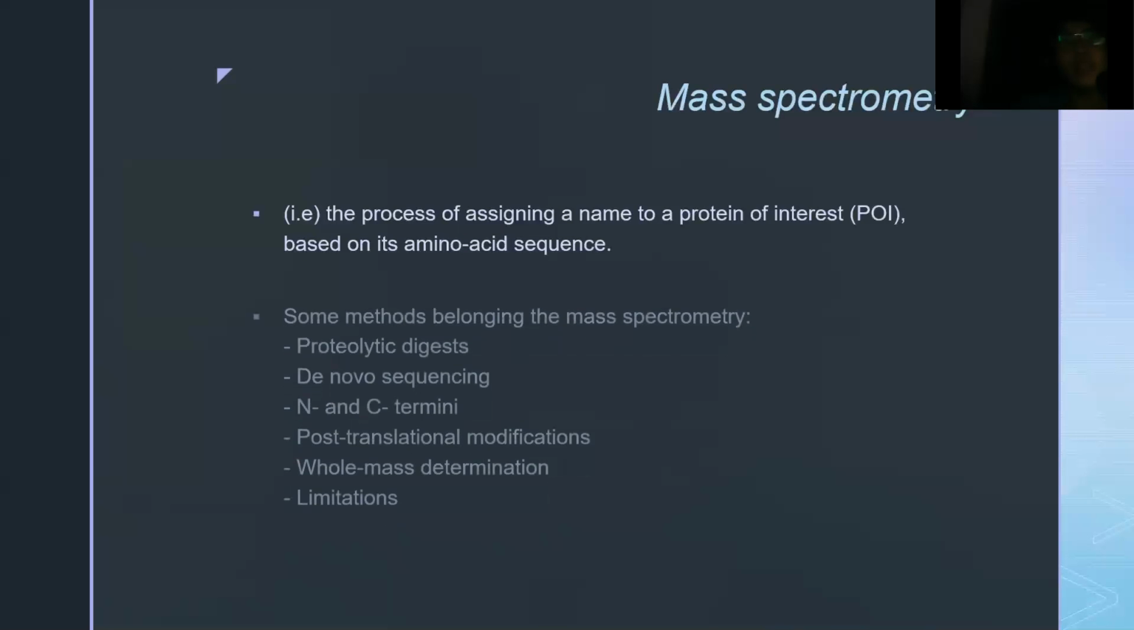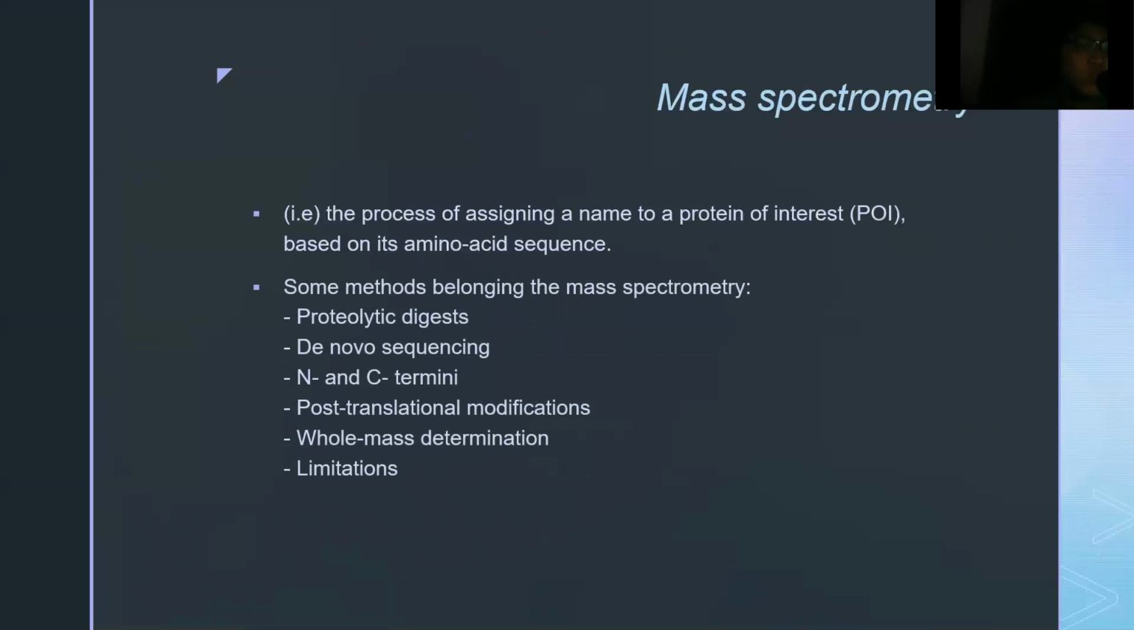And there are some methods using mass spectrometry. There are three methods that I have just listed above: N-terminus and C-terminus analysis, post-translational modification analysis, and whole mass determination.